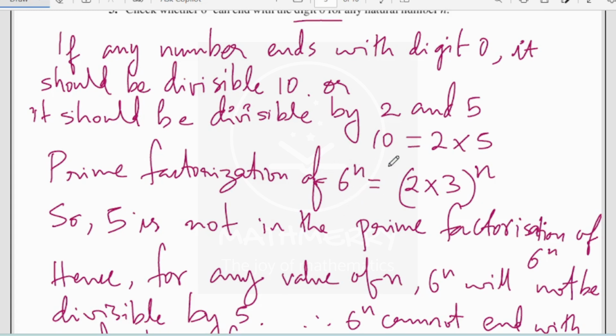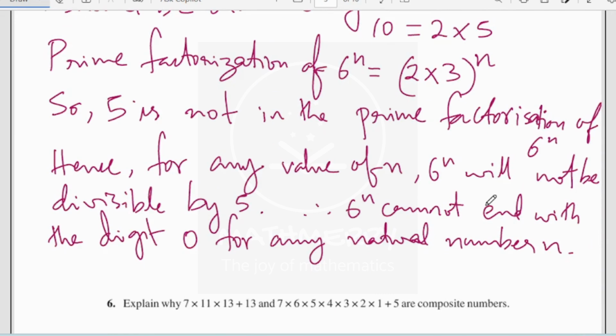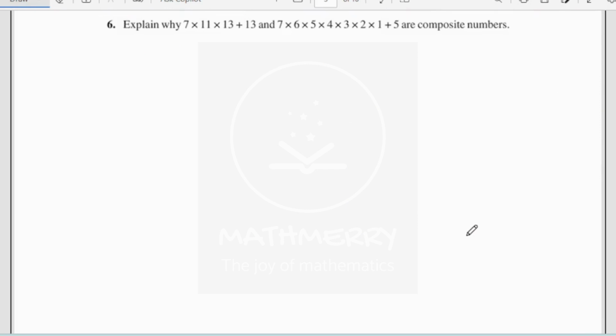It's 6 raised to n, so we write the prime factorization. There we don't find any 5, so we just write that. If there is no 5, that means it is also not divisible by 10. If it is not divisible by 10, there is no digit with 0 at the end. So that's it. Now, moving to the sixth question.